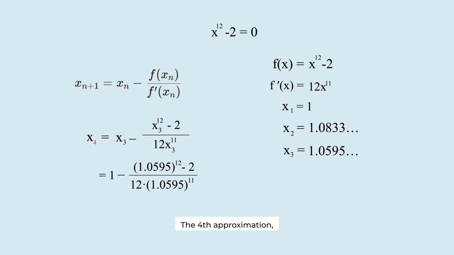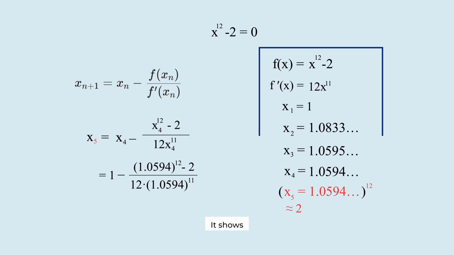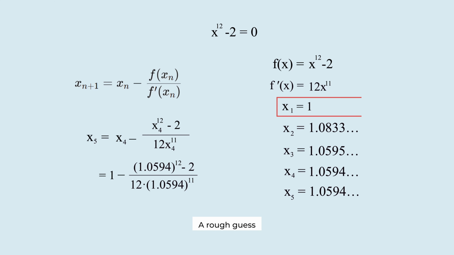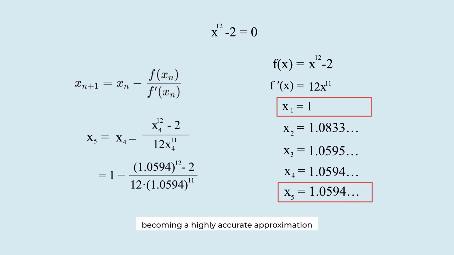The fourth approximation x4 is 1.0594. Try again. You get almost the same value. That means we've basically converged. Its 12th power? Nearly 2. It shows how powerful the Newton-Raphson method is. A rough guess becoming a highly accurate approximation in just a few steps.